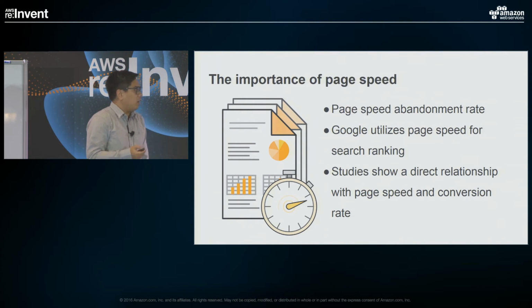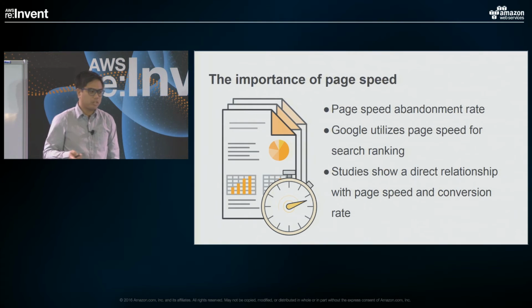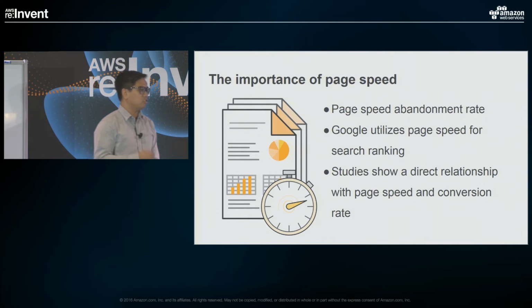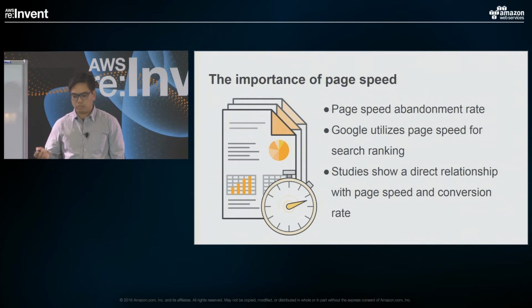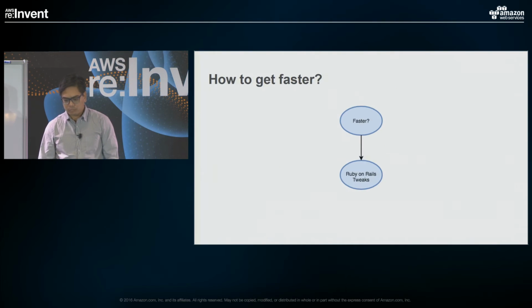There is obviously a page speed abandonment rate. So if we take a little bit longer to serve a page, people are going to go to our competitors looking for that same data. Google also utilizes page speed in their search rankings. So it's part of their metrics. So the quicker we serve up a page, the better we are in our search rankings. And then studies show a direct correlation between page speed and conversion rate. So if we serve up a page quicker, the better conversions we're going to get.